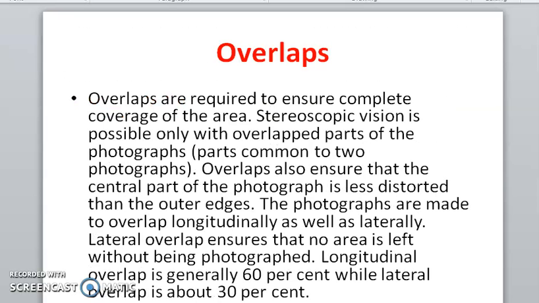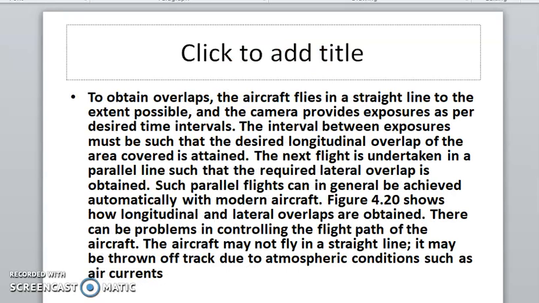Now we go to the overlap. Overlap is required and shall complete the coverage of the area. Stereoscopic vision is possible due to the overlap, the part common to two photographs. Overlap ensures the central part of the photograph is used rather than the edges. The overlap is obtained by the aircraft triggering the camera exposure at an interval, so that the longitudinal overlap is attained at the next position of the aircraft.